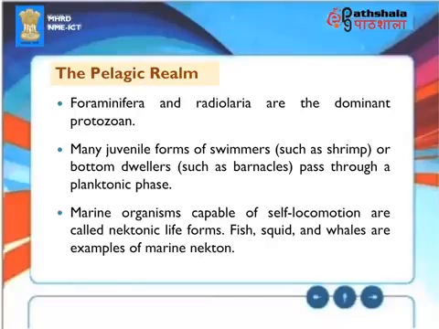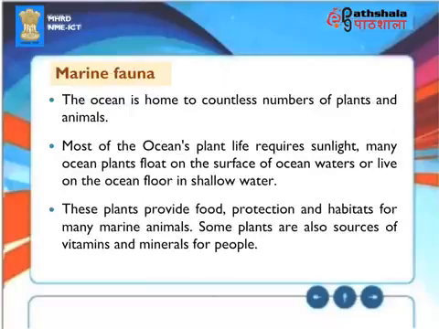Marine organisms capable of self-locomotion are called nektonic life forms. Fish, squid, and whales are examples of marine nekton. Marine fauna. The ocean is home to countless numbers of plants and animals. Most of the ocean's plant life requires sunlight. Many ocean plants float on the surface of ocean waters or live on the ocean floor in shallow water. These plants provide food, protection, and habitats for many marine animals. Some plants are also sources of vitamins and minerals for people.